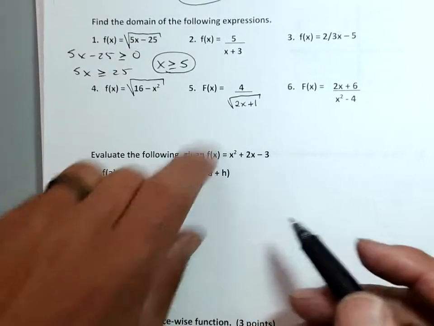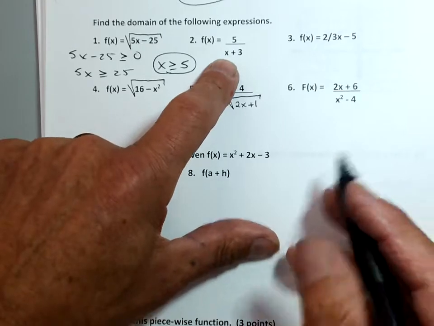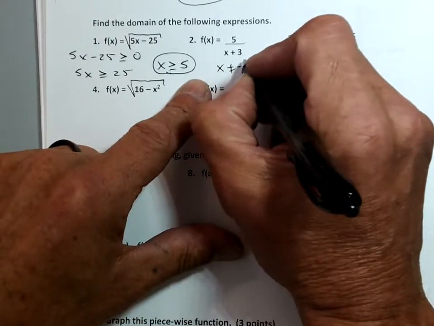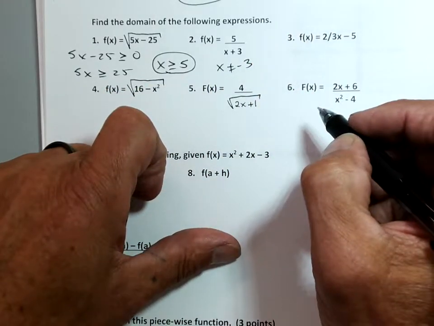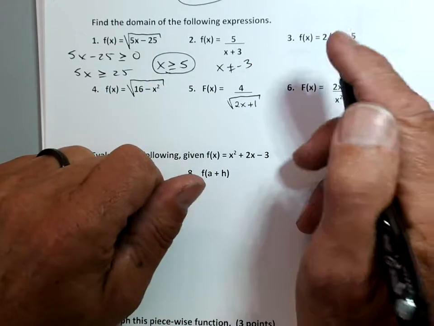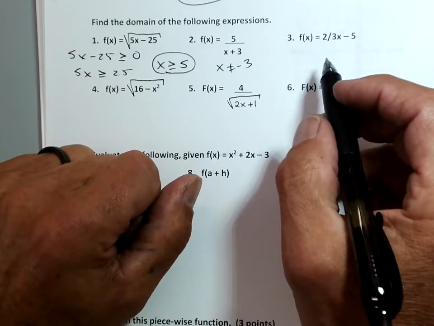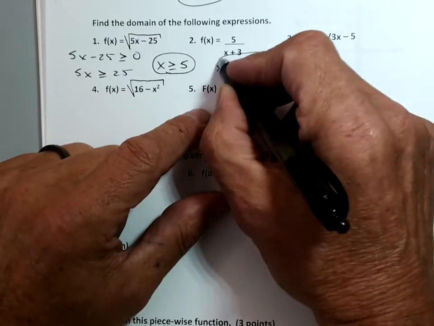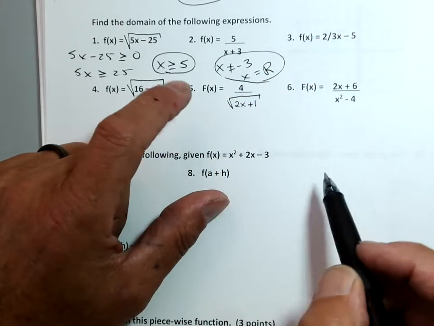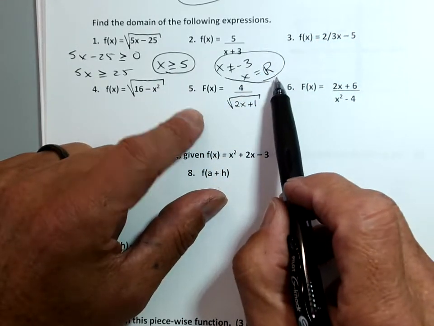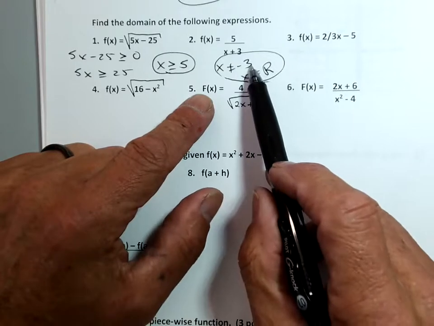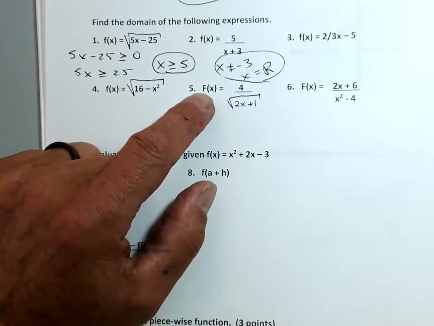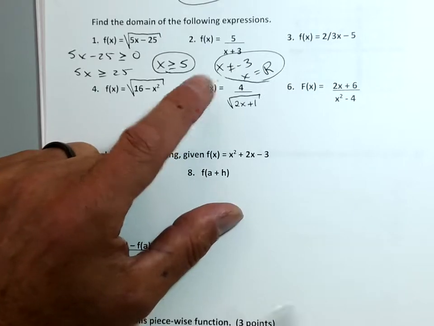Okay, number 2. Can't divide by 0. So for sure, x cannot equal negative 3. But that's not the domain. That's just the restriction. What can x be? All real numbers? Yeah, all real numbers. This is the domain, not the range. So it can be everything except it can't be negative 3. You have to say both, because what is the domain? What can it be? Everything except negative 3.